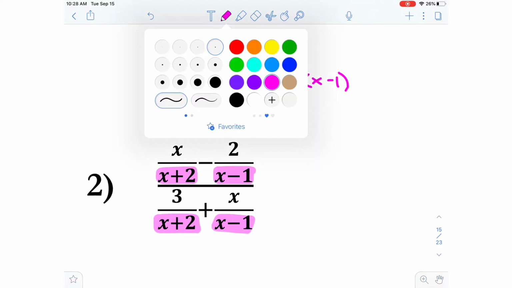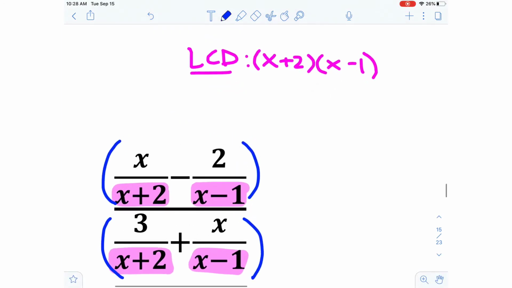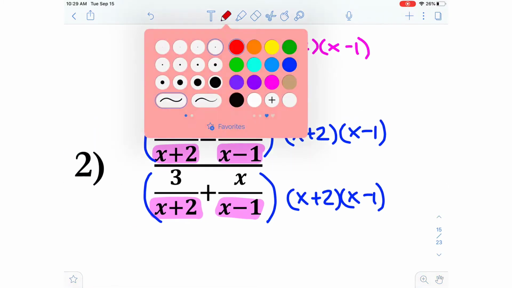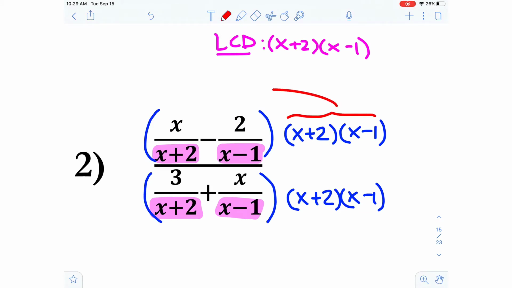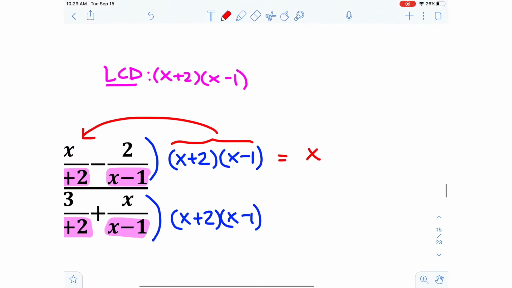Okay, so now I'm going to take the big numerator and the big denominator and multiply through by x plus 2, x minus 1. Okay, so be really careful. So when I multiply, I'm going to distribute. In the first fraction, the x plus 2's will cancel. So I am left with the x that was originally there, and then the x minus 1 that did not cancel.